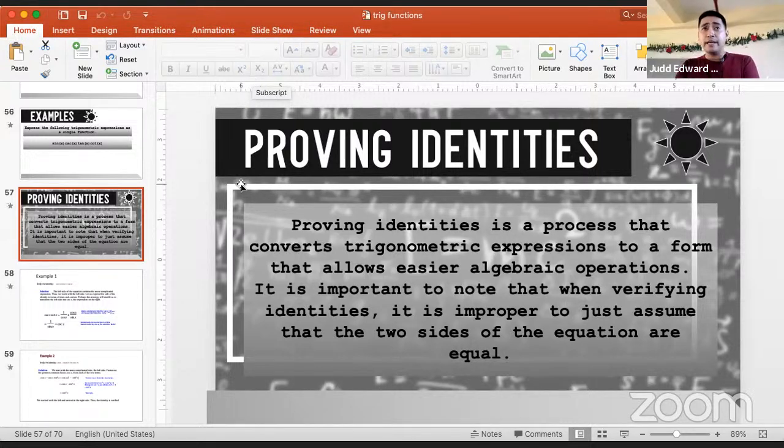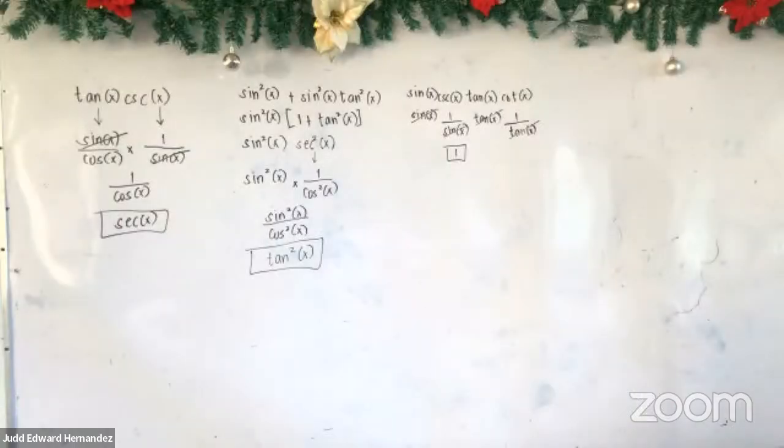So if there are times that you were not able to prove an identity, it is okay, because the left side and the right side are not always equal. Therefore, it is not an identity. Okay? So let's have an example.